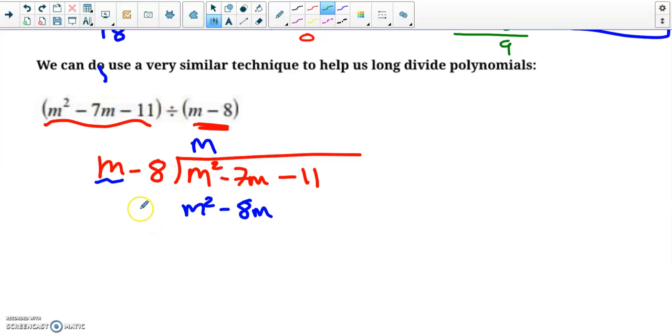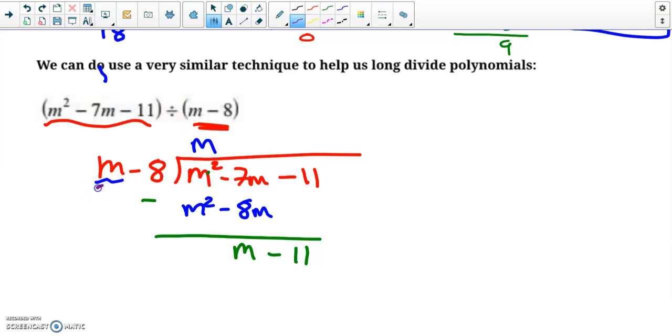Process overall is the same. We're going to subtract down. M squared minus m squared is 0. Negative 7m minus negative 8m, that's plus 8m, is just m. And we're just going to drag down the minus 11. And we're going to ask ourselves the same question again.